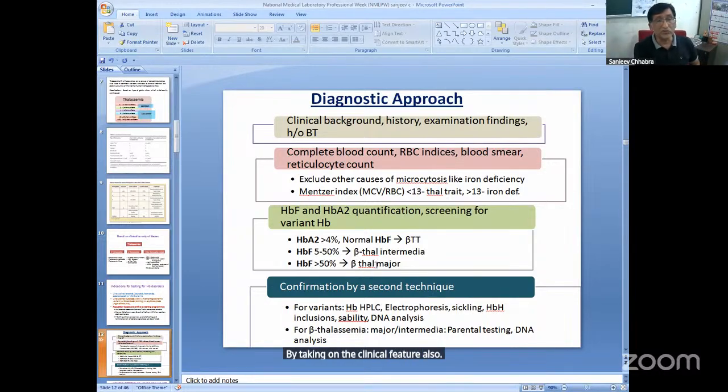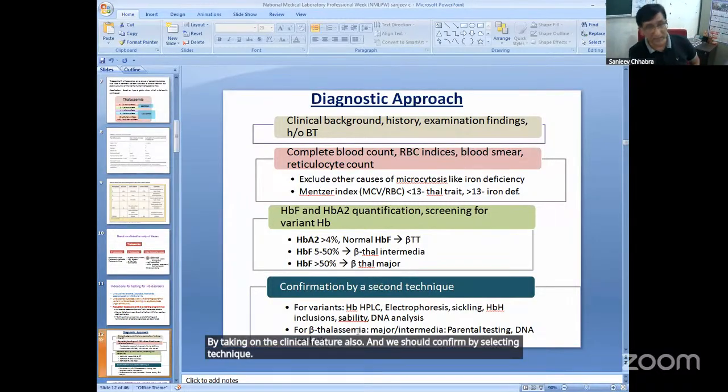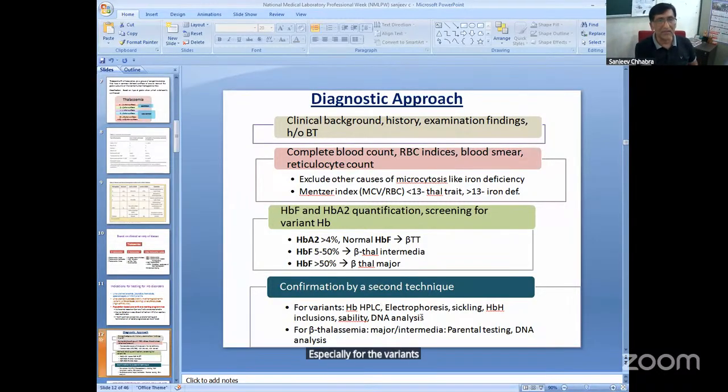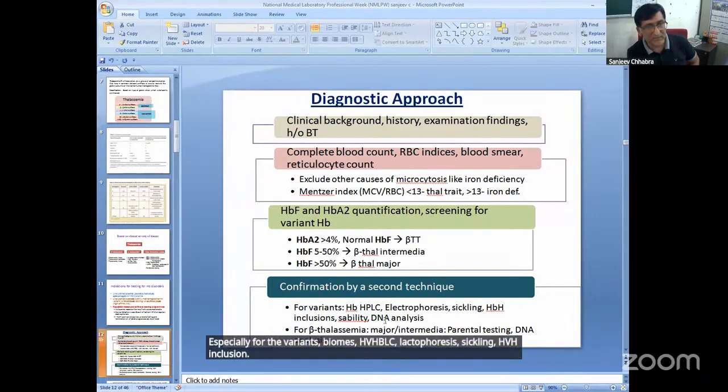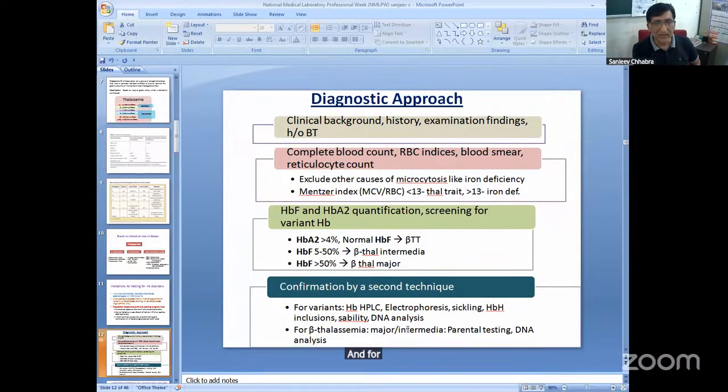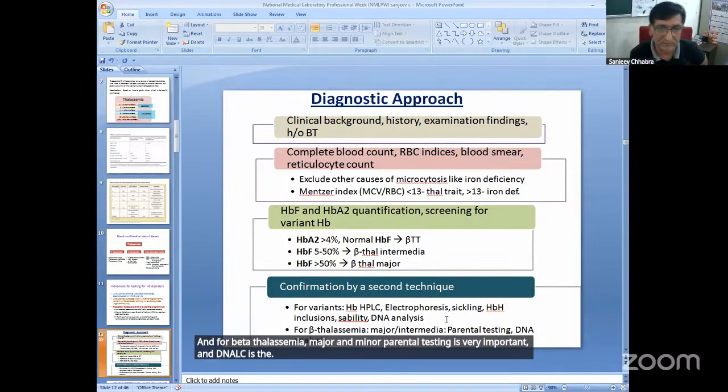And we should confirm by other techniques, especially for the variants, by means of HbH, HPLC, electrophoresis, sickling, HbH inclusion, stability testing, DNA analysis. And for beta thalassemia major and minor, parental testing is very important, and DNA analysis is the backbone of this.